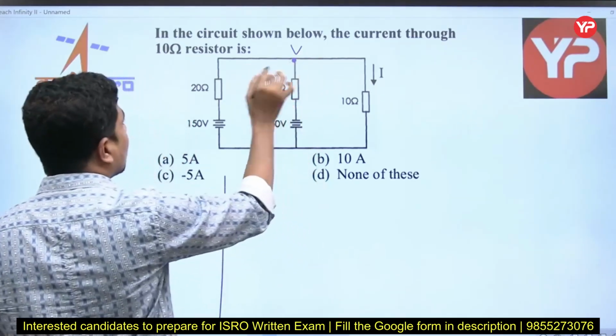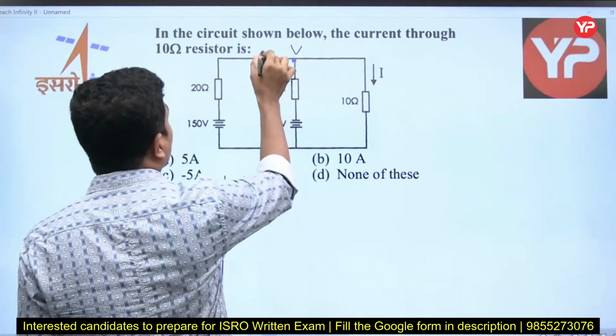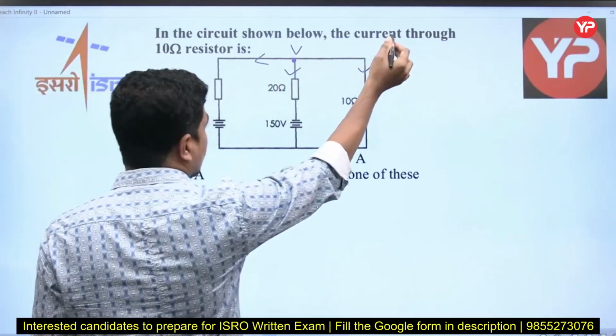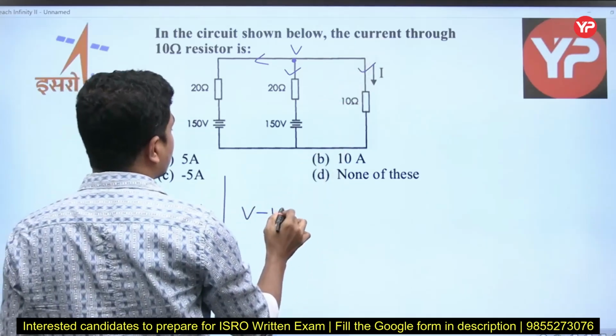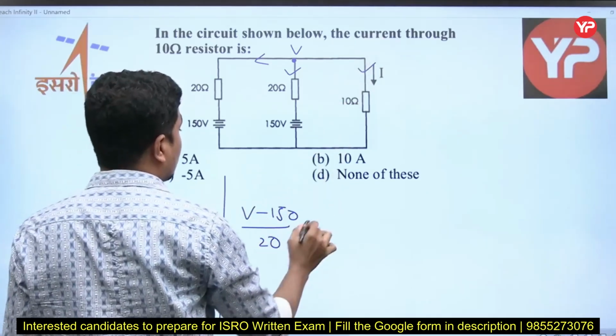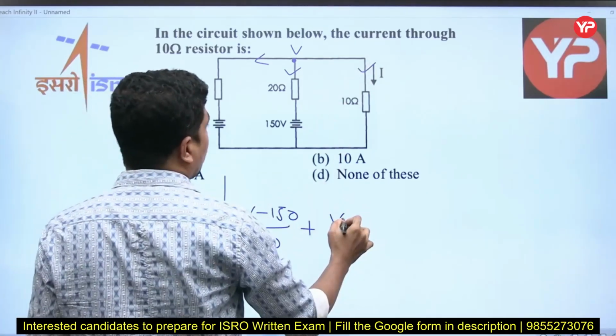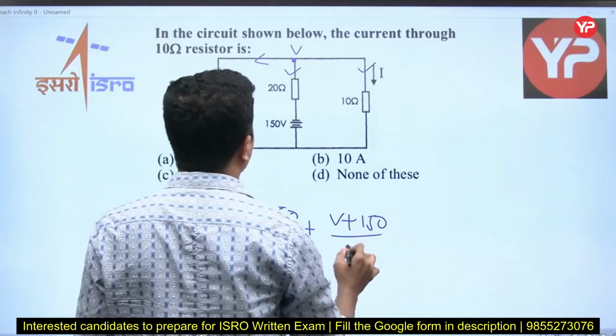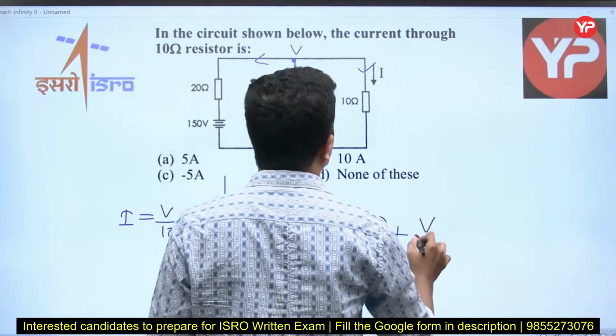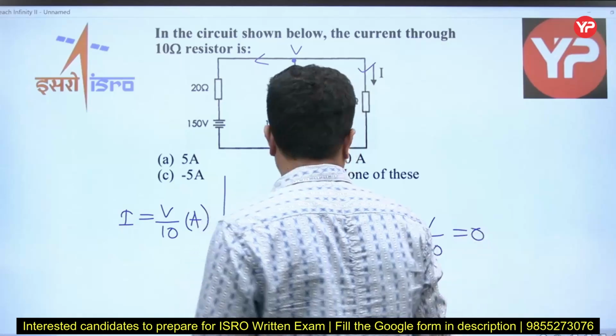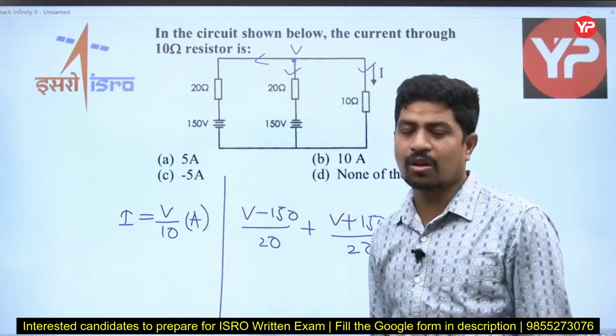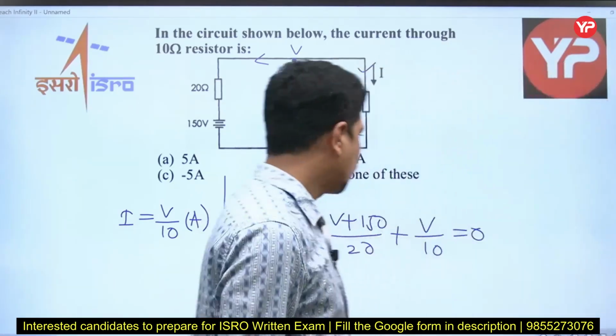Write the KCL here. This current is leaving, this current is leaving, and this current is also leaving. So (V minus 150) divided by 20 plus (V plus 150) divided by 20 plus V divided by 10 is equal to 0. Only one equation. Solve that equation for voltage V.